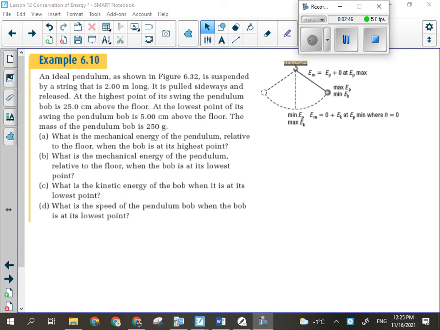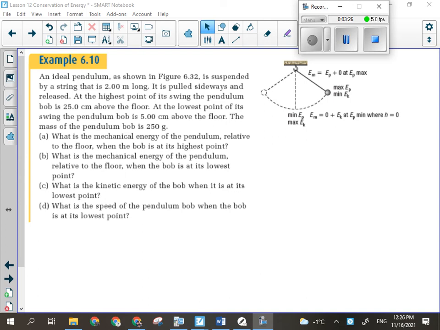So if we're looking at this situation here, we've got a 2-meter long string pulled sideways and released. The highest point of the swing, the pendulum bob, is 25 centimeters or 0.25 meters above the floor. At the lowest point, the pendulum is 5 centimeters above the floor, and the mass of the pendulum bob is 250 grams. So they're asking, what's the mechanical energy of the pendulum relative to the floor when the bob is at its highest point? By the way, the weight on the end of a pendulum is called the bob. In case you're wondering who Bob was, it's not a person, that's the bob, because it bobs back and forth, I guess. That's what they call it.